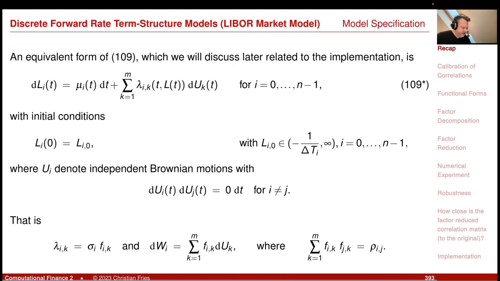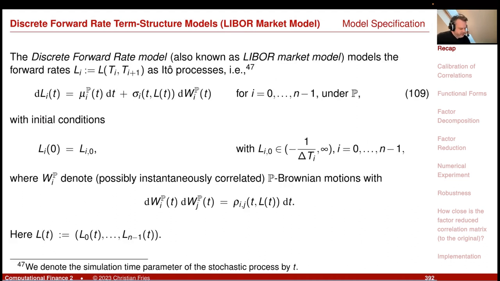We had a version where the diffusion is written with independent Brownian increments, which has factor loadings, or where the diffusion is written with a Brownian increment dW_i specific to the i-th forward rate. And then we specify the correlation structure of these drivers, these dW_i. I would like to continue discussing the correlation.